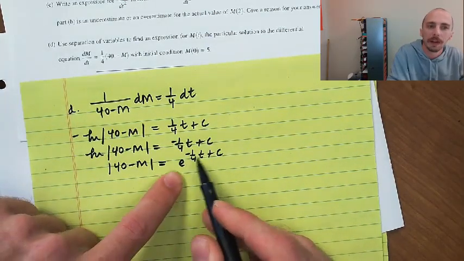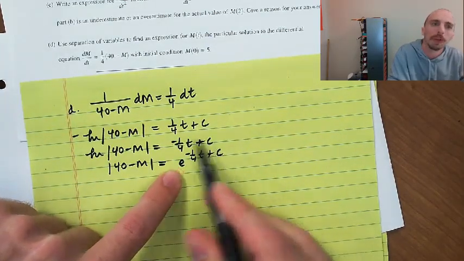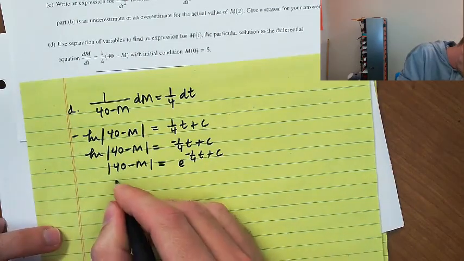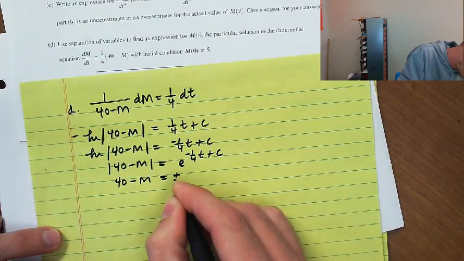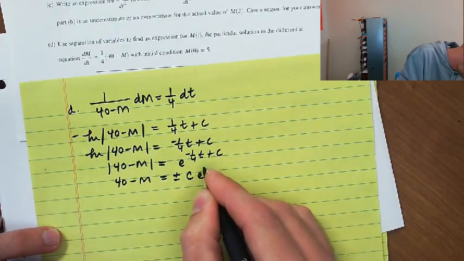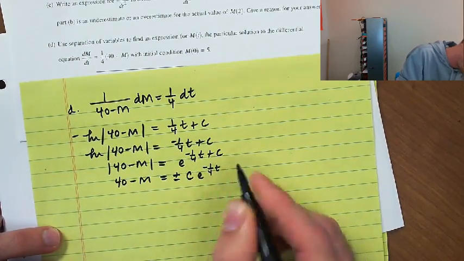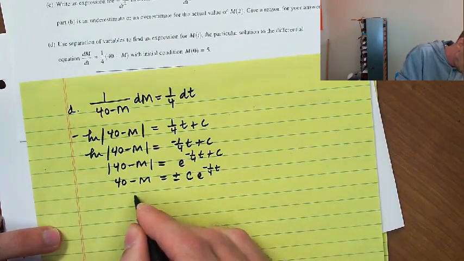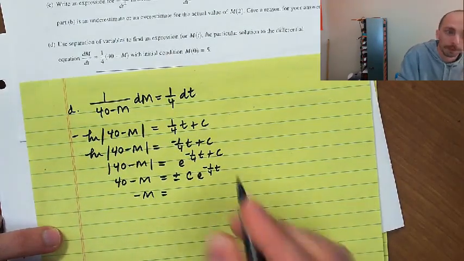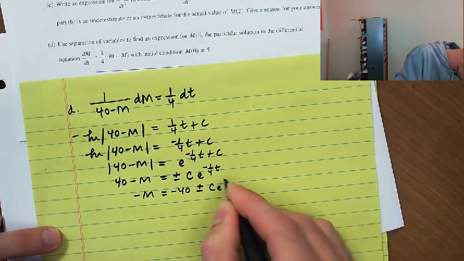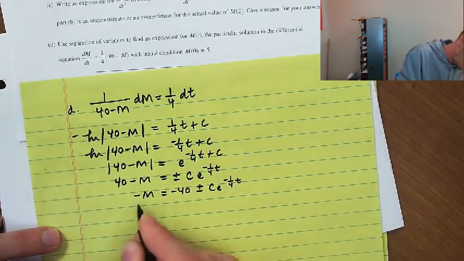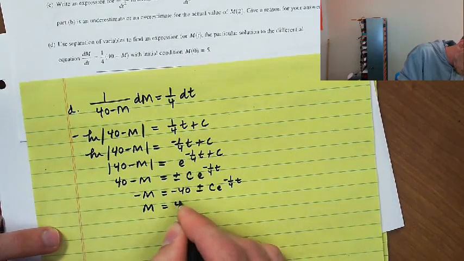Now typically we say e to the c, and add it on. We could swing that around to the front as a new constant. But I might drop the absolute values at the same time. Remember that it's going to give me a plus or minus over here: plus or minus c e to the negative 1/4 of t. Then I'm going to start solving for m by first subtracting 40, and dividing by negative 1.